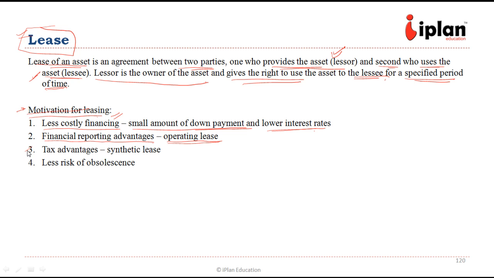Third is the tax advantage. And fourth is the lower risk of obsolescence. If the company is buying the asset, the company is taking the risk that the asset might become obsolete. If it is not buying, and only taking it on lease, then there is less risk of obsolescence. Now let us look at various kinds of lease.